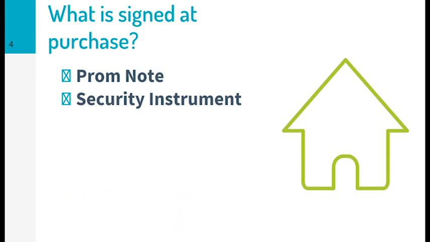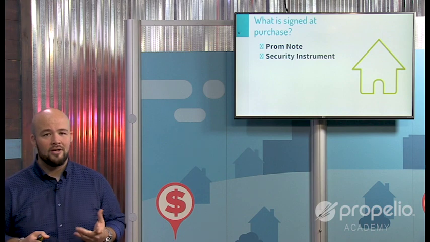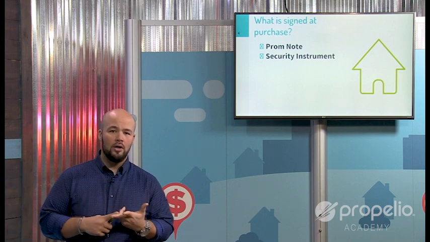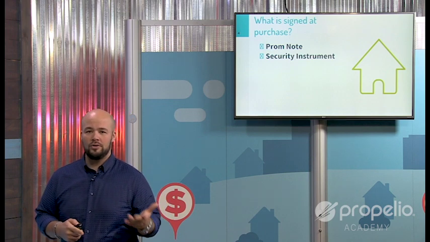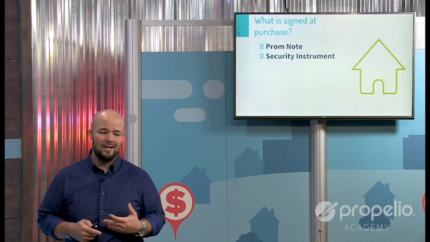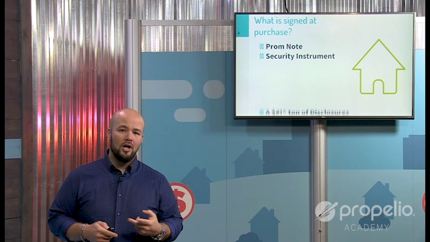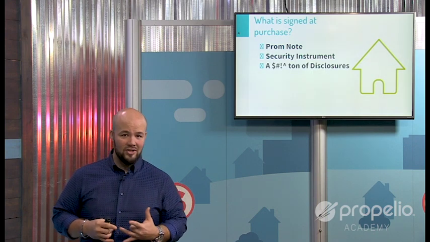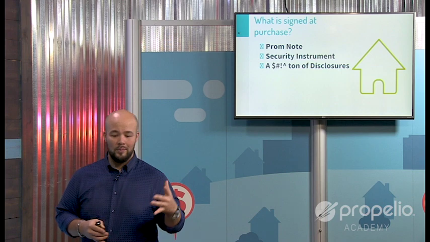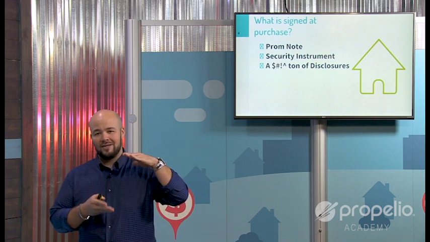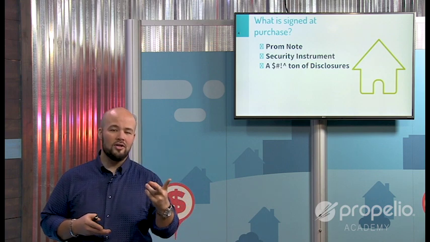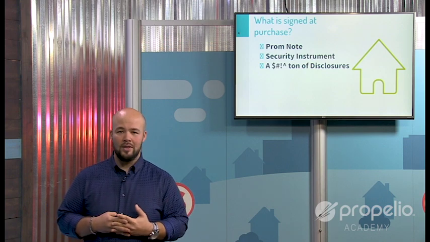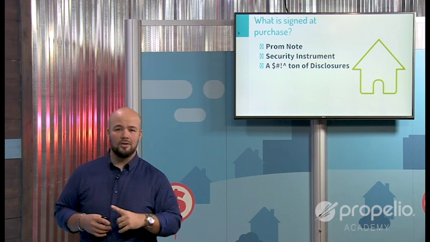The second most important thing there is going to be your security instrument. The security instrument, depending on what state you're in, is either going to be a deed of trust or a mortgage. Whether it's a deed of trust or a mortgage determines if it's judicial or non-judicial, and that's what we're going to be discussing in this class today. Then you're going to have a ton of disclosures getting signed, which makes up that entire encyclopedia of stuff. Between the promissory note and the security instrument, you might be looking at 15 to 20 pages. The remaining 100 pages are disclosures.